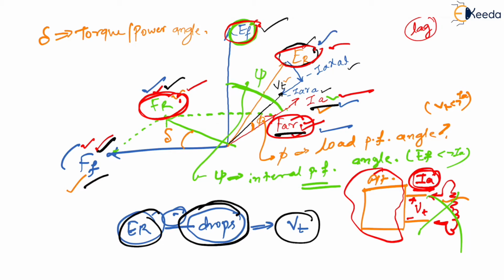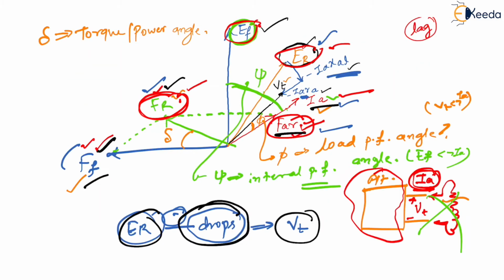Which means half of the things are in volts. This particular IAXL is in voltage form. This particular IARA is in voltage form. So if you check out, half of the things are in voltages and half of the things are in MMFs. Correct? So this is where I would like to introduce you to something called the EMF method, MMF method, and ZPF method.